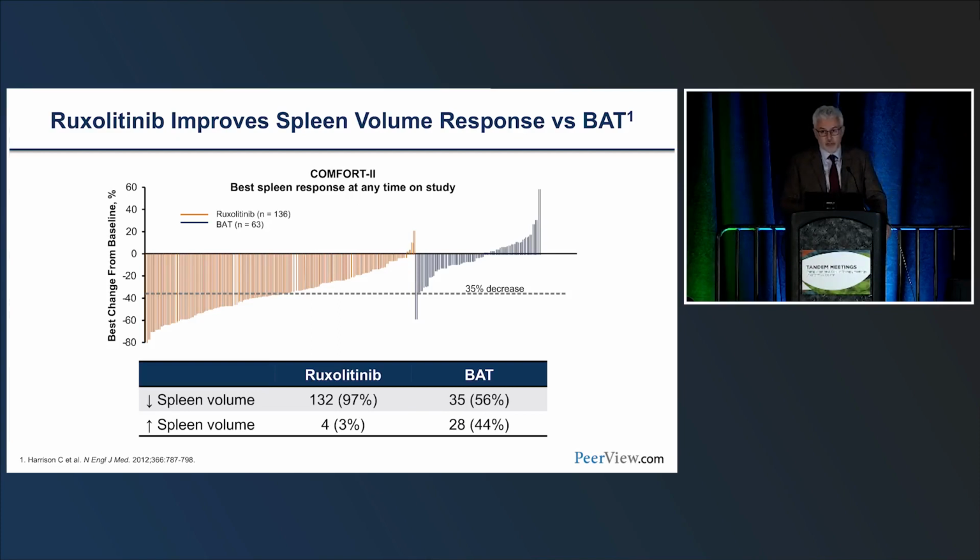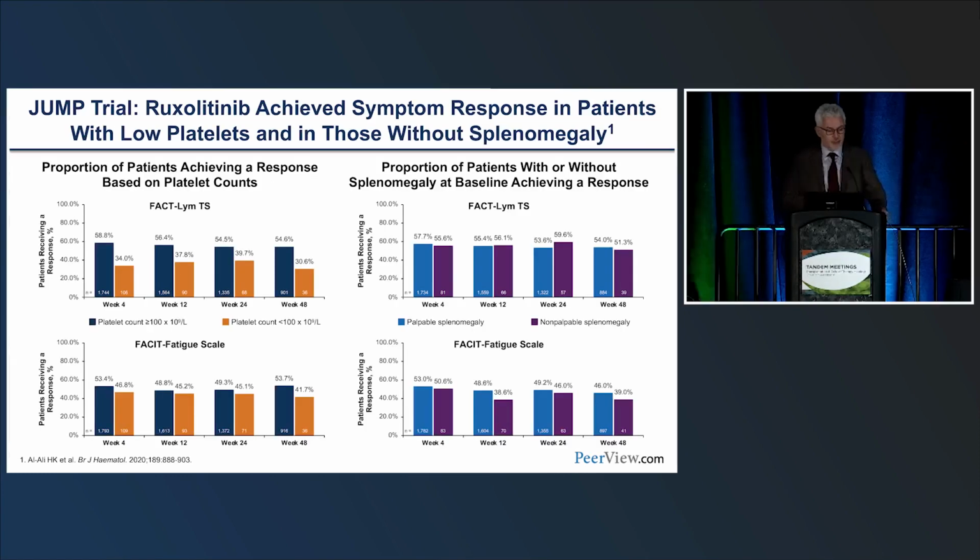Now, this study was for people with a big spleen and platelets above 100. From the JUMP trial, which is 2,200 patients in 26 countries around the globe, about a couple of years ago, on the left side, I show response in people with platelets below 100, so 50 to 100 in orange, and in blue, response in patients with platelets above 100. The bottom line is that patients with lower platelets, 50 to 100, do respond well as well.